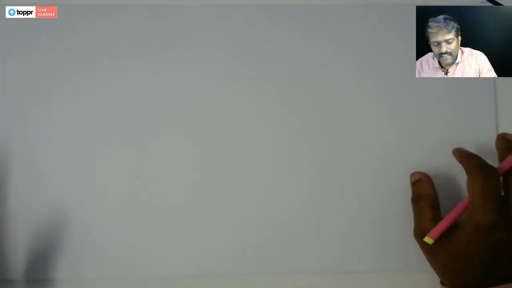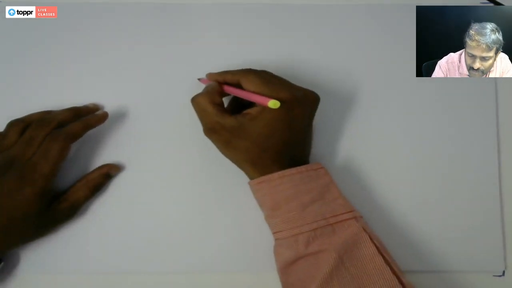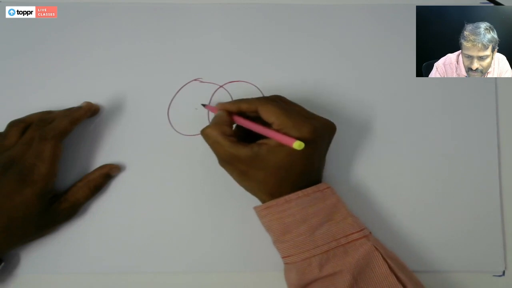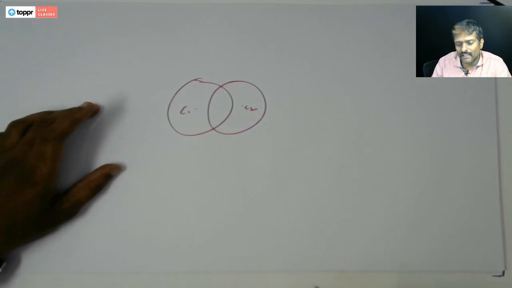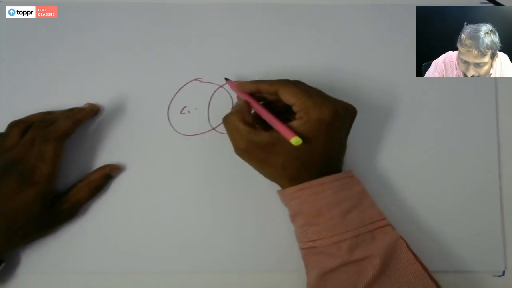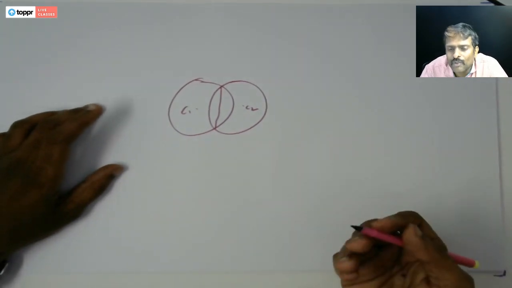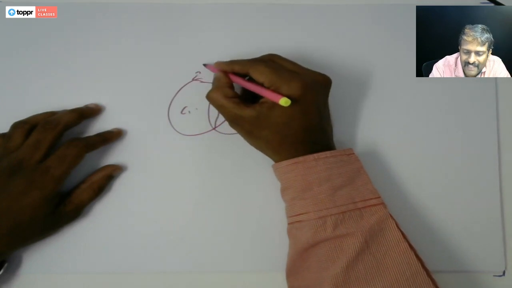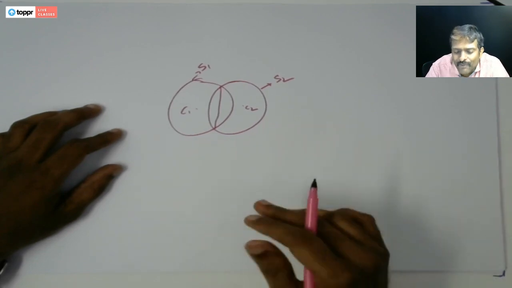Now, we have seen a case where two circles intersect each other. Suppose these are the two circles which are intersecting each other, this one with center C1 and this one with center C2. These two have a common chord. So what would be the equation of this common chord? Name this circle S1 and this circle S2. What would be the equation of this common chord?